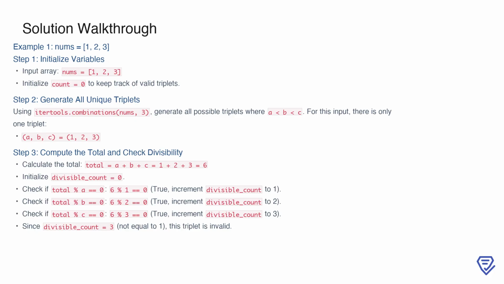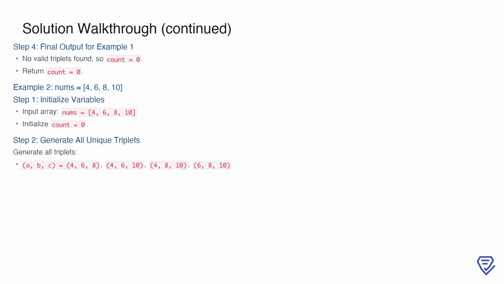Now, we calculate the total of the triplet, which is 1 plus 2 plus 3 equals 6. We also initialize another variable, divisible_count, to 0 to track how many elements in the triplet divide the total evenly. Checking each element, we see that 6%1 equals 0, so we increment divisible_count to 1. Similarly, 6%2 equals 0 and 6%3 equals 0, bringing divisible_count to 3. Since divisible_count is not equal to 1, this triplet is deemed invalid, and we move on without modifying the count variable. With no valid triplets found, the count remains 0, so we return count equals 0 for this example.